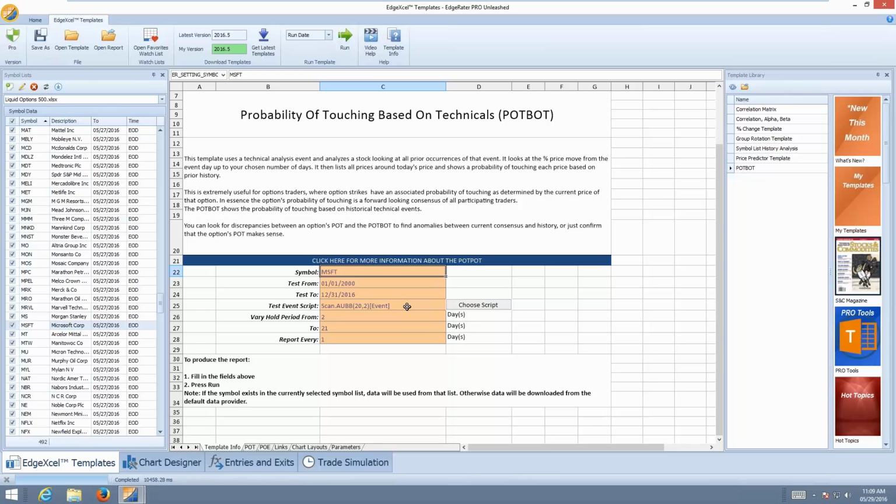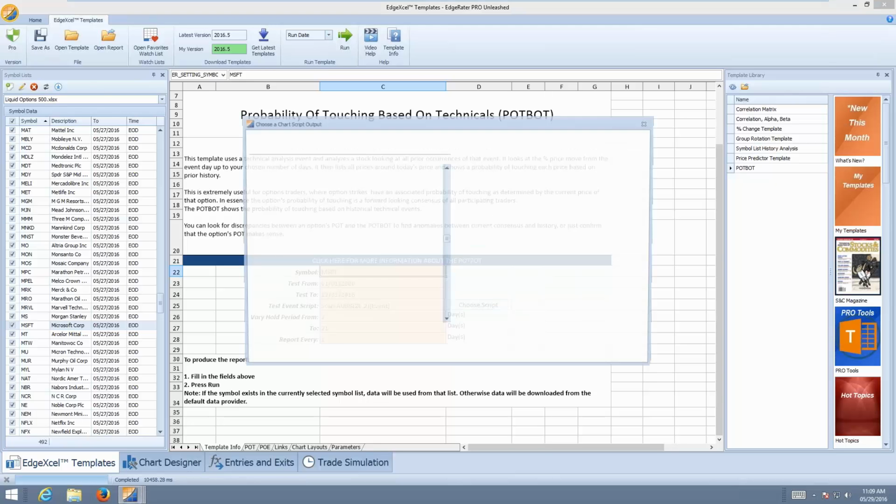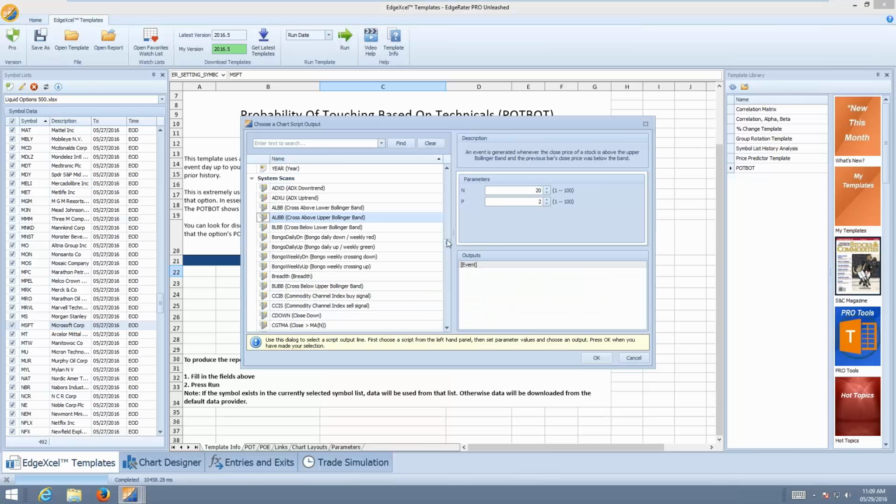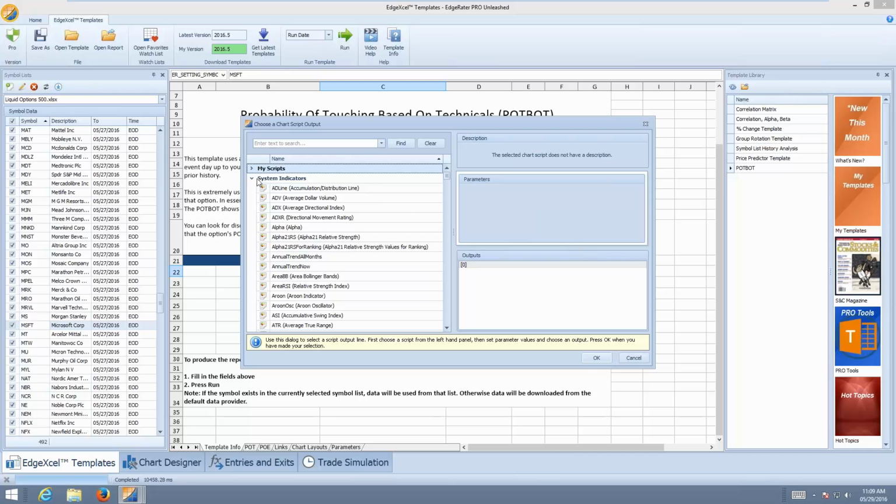Now to choose a script, there is a nice handy little button here. And if you click on that, you will find a list of all the scans and indicators that are in the system. Now that would include everything that is installed with the application, and also if you've programmed in any of your own scans, they will appear in this list as well under My Scripts. And you see I don't have any in here custom right now.